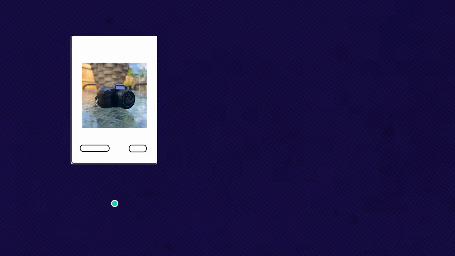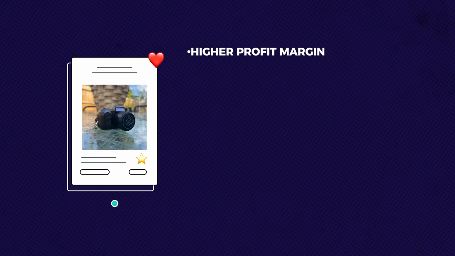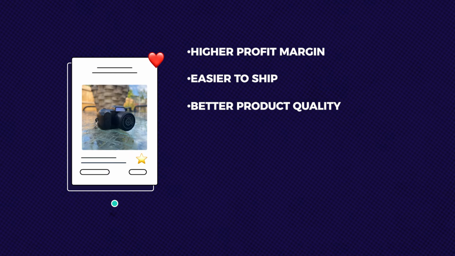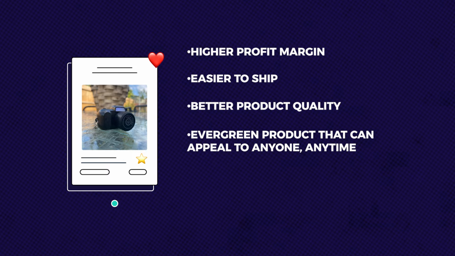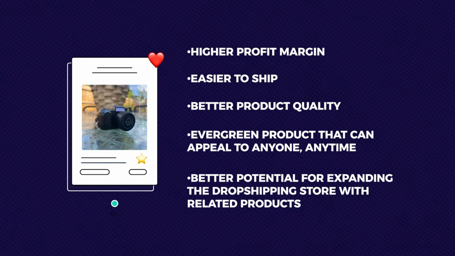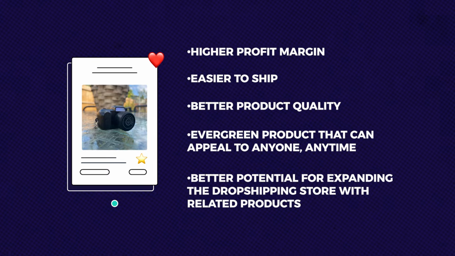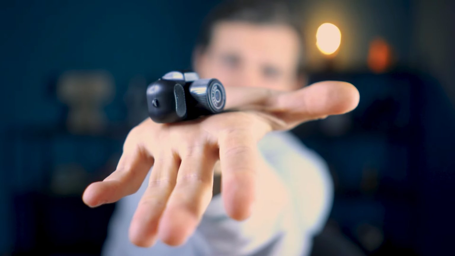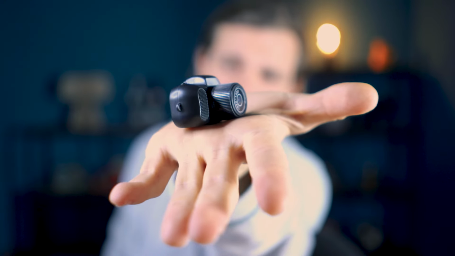All right, so my last thoughts about these two products. I have to say that the winner is the mini camera. And why is the mini camera the winner here? Well, because it has a higher profit margin. It's easier to ship. It is a better product quality because the camera itself works. It's evergreen, so you can sell to anyone, anytime, and has a better potential for expanding the dropshipping store with related products compared to the jellyfish lamp. You know, of course, you could open a jellyfish related store, theme, or lamps. But from my experience, I think this is definitely the best choice that we have.